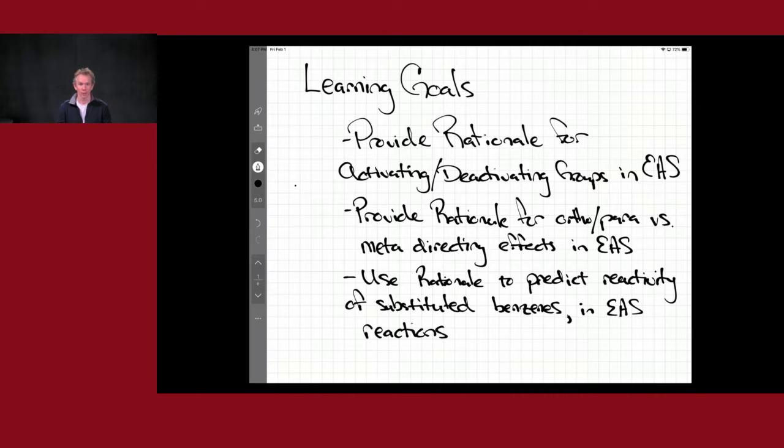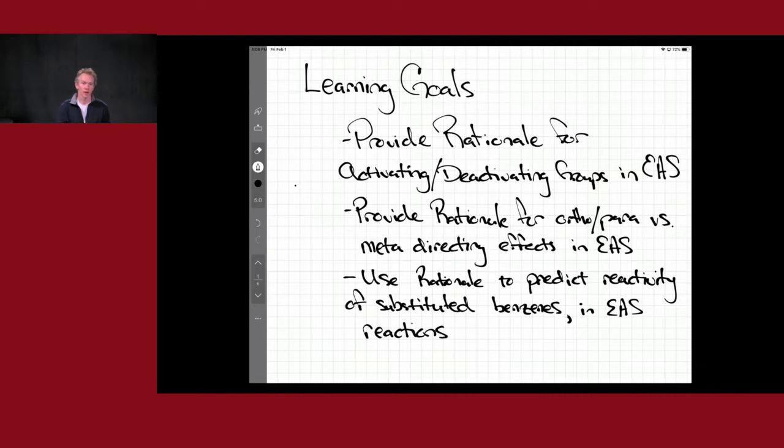We're going to be trying to catch up a little bit on our lecture material, and today our goals are to provide a rationale for those activating, deactivating groups in electrophilic aromatic substitution that we talked about in class, and then also provide a rationale for ortho-para versus meta-directing effects, also in electrophilic aromatic substitution. Ultimately, our big goal is to be able to use these rationales to make predictions about reactivity for substituted benzenes in EAS reactions.